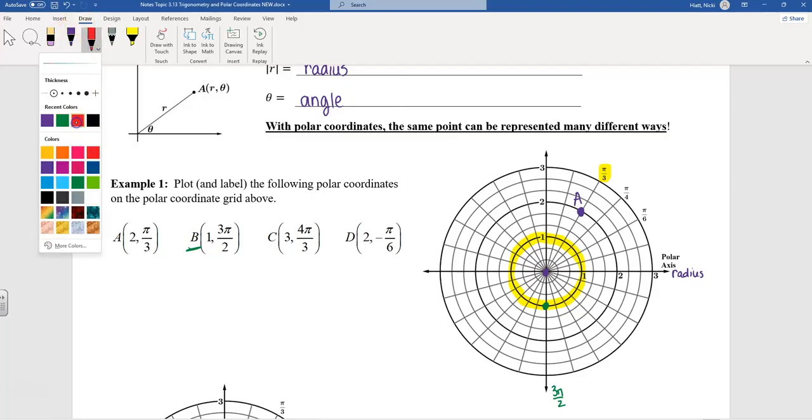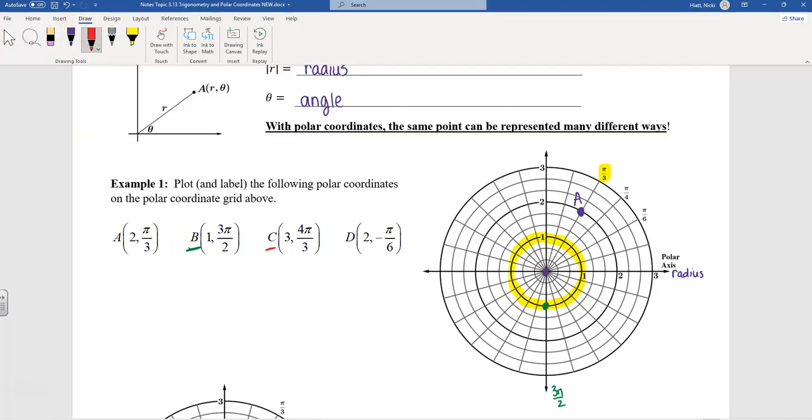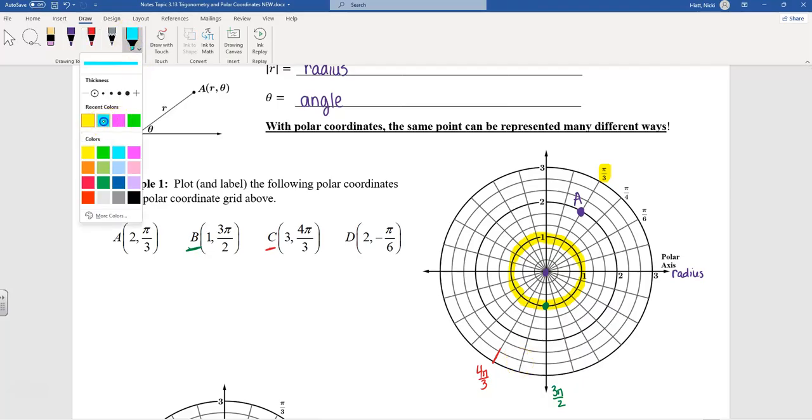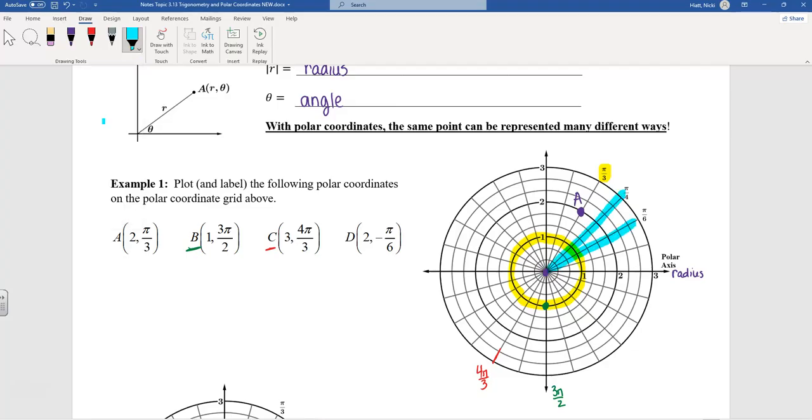So let's do a different color here. Let's do red for C. I've got 4 pi over 3. 4 pi over 3 is right, careful with this. 4 pi over 3 is right here. I almost went to this line right here. When you're thinking of the unit circle and how it relates to this graph, here is pi over 6, here is pi over 4, here is pi over 3. You're using these 3 right here.